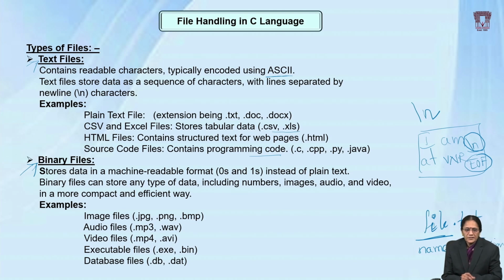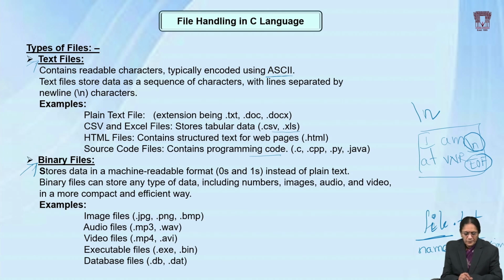Then comes our binary files. These are stored majorly in machine readable formats. And when I say it is in machine readable formats, they are in zeros and ones combinations, whereas text files are usually in human readable format. You can store numbers, images, audios, videos, and they are stored in a very compact and efficient way using zeros and ones combinations.